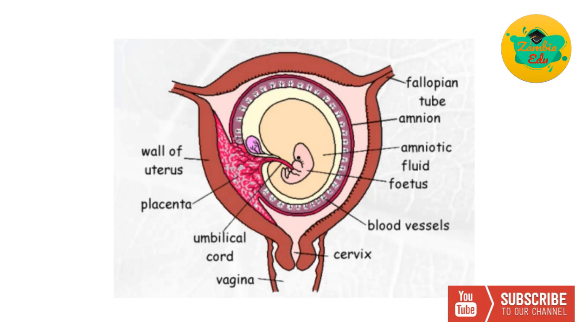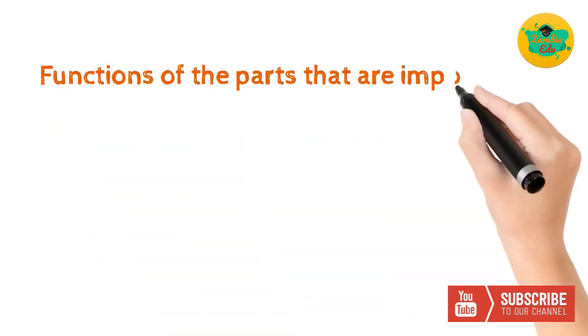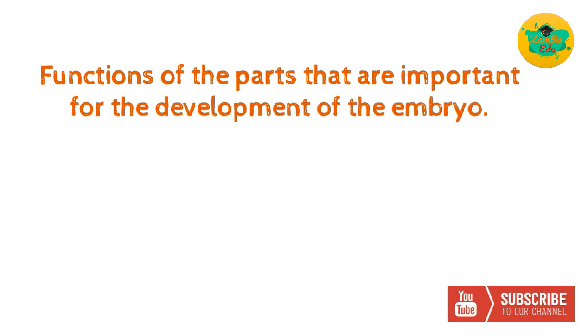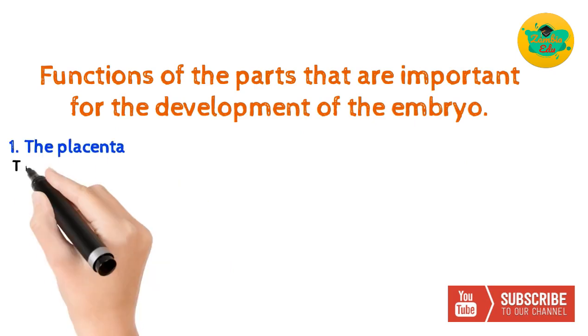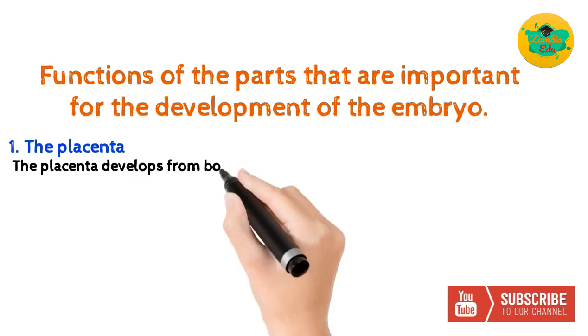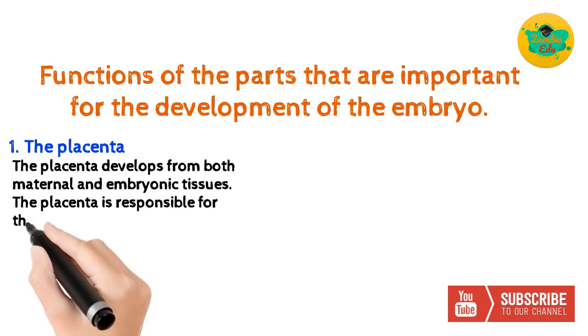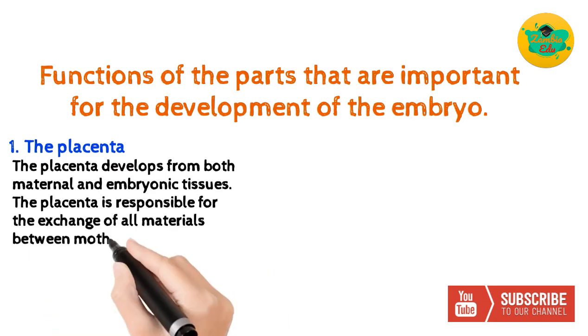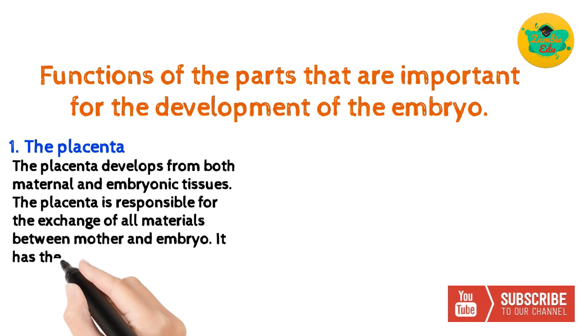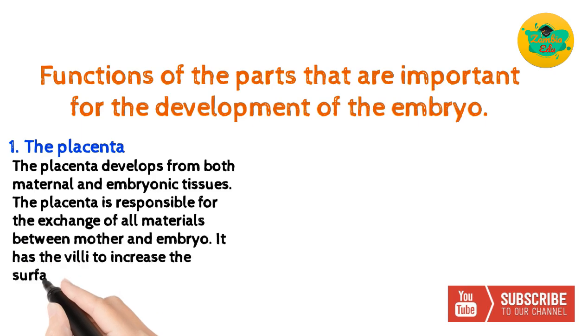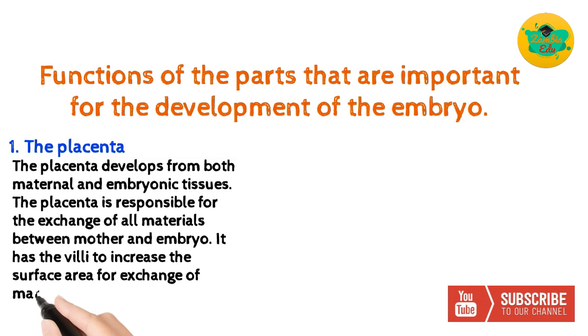Right about now, we are going to start talking about the functions of the parts that are important for the development of the embryo. So we'll start with the placenta. The placenta develops from both maternal and embryonic tissues. The placenta is responsible for the exchange of all materials between the mother and the embryo. It has villi to increase the surface area for exchange of materials between the mother and the fetus.